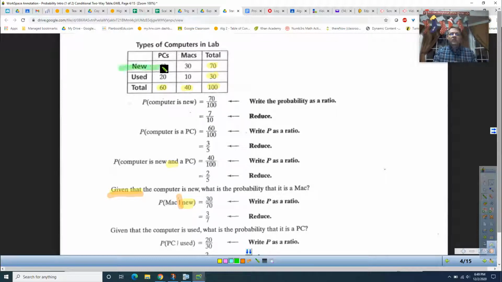Given that it's new, as soon as it says that, that means everything else is gone, right? Okay, let's make it real clear.